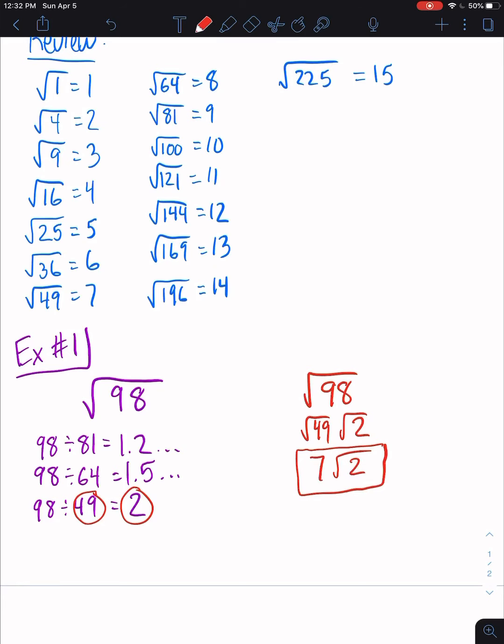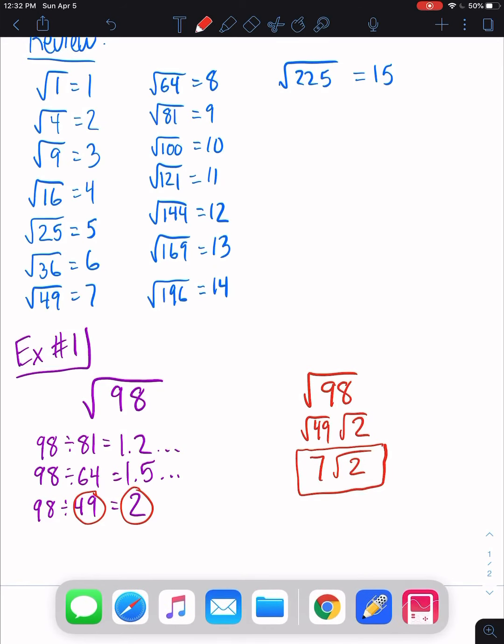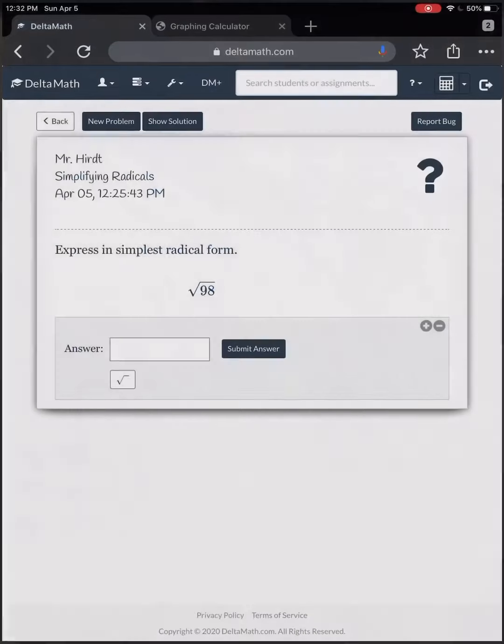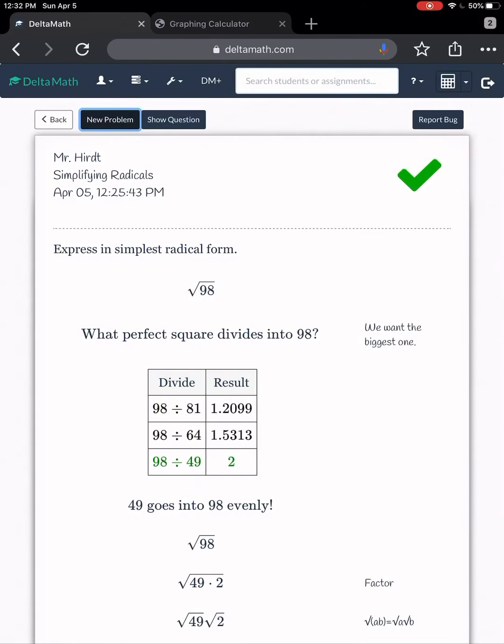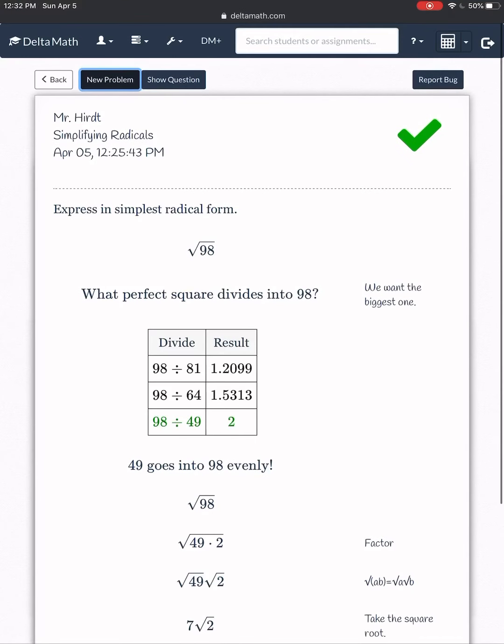So we get 7 radical 2, so we can go back in and input that as our final answer. Our final answer here, we're going to type 7, then put the radical, and they even provide that radical button for you, and we get 7 radical 2. We can submit our answer, and we can see that we get it right, and they even go through exactly what to do here, right?